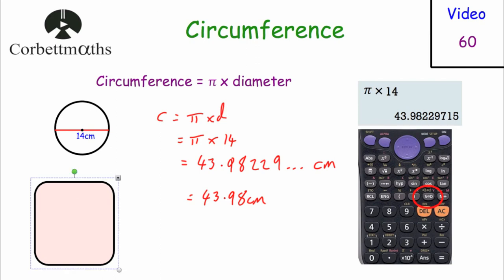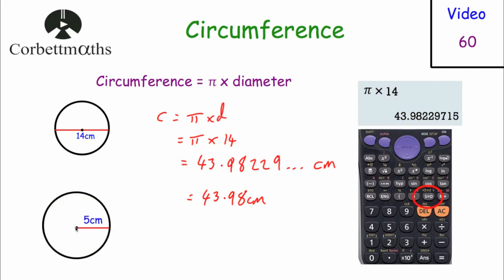Okay, and also we might be given a circle like this where the radius is 5 centimetres. So remember the circumference is pi times diameter. The diameter is the whole way across the circle. So if the radius is 5, that means the diameter of this circle would be 10. So we would do circumference is pi times diameter, so pi times 10, and then you would just work out what that is. Okay, our next topic.